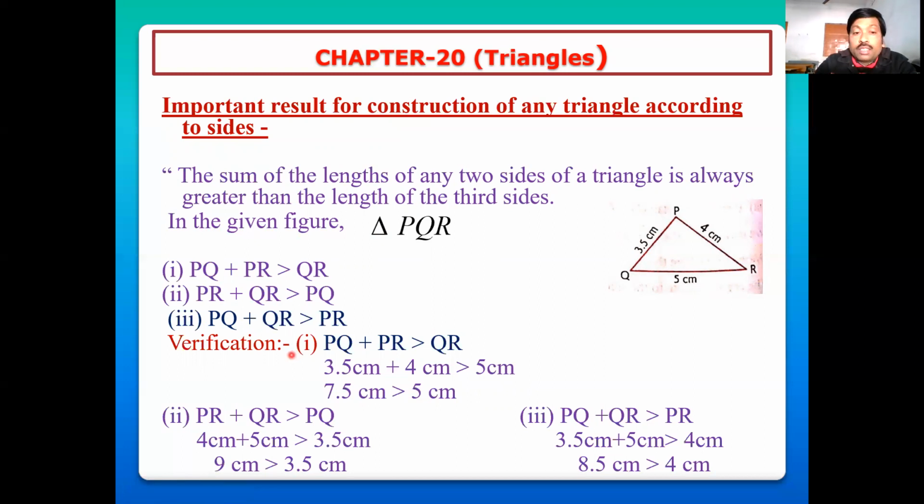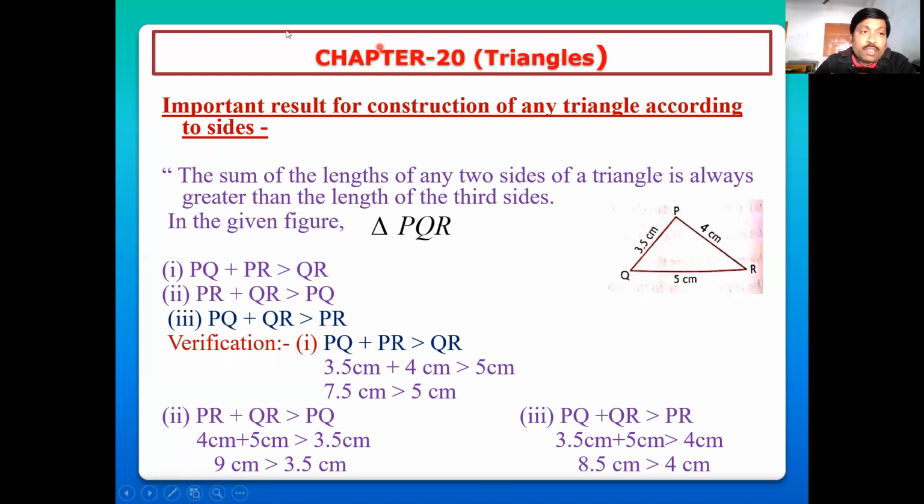How can we verify this result? See these examples. PQ is 3.5, PR is 4 centimeters. When we add this, it makes 7.5 centimeters, which is greater than 5 centimeters. In the second case, put these values and see 9 centimeters is greater than 3.5 centimeters. And in the other case, 3.5 centimeters plus 5 centimeters is 8.5 centimeters, greater than 4 centimeters. In all three cases, we see that the relations are true. So the given measurements will be measurements of a triangle.